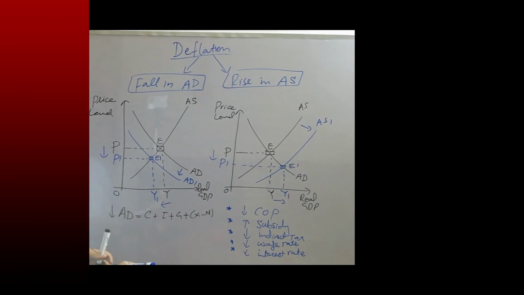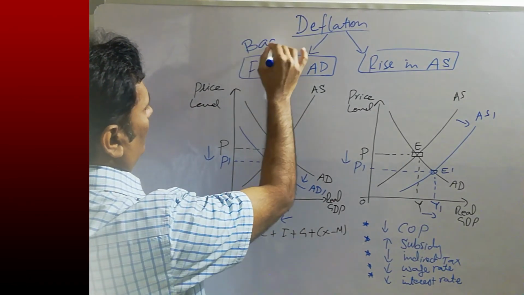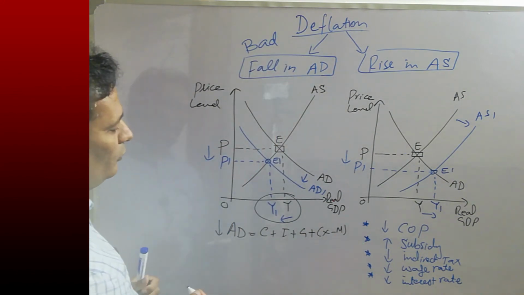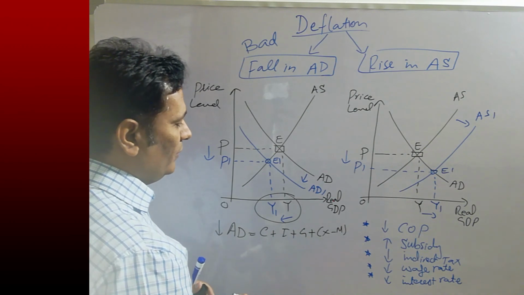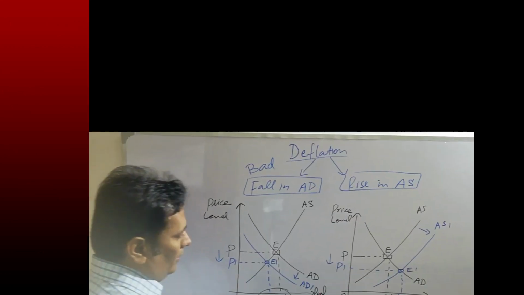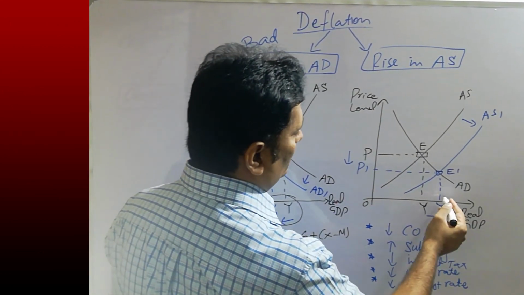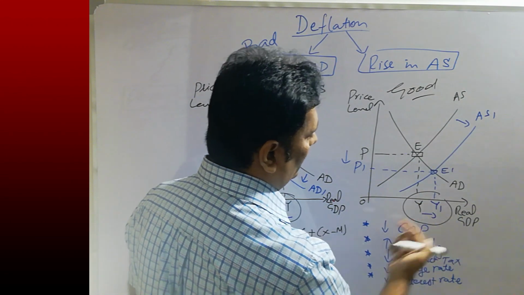Deflation caused by a fall in aggregate demand is known as bad deflation. This is bad deflation causing fall in aggregate demand and level of economic activity in the country, and real GDP is falling. Deflation caused by a rise in aggregate supply, where real GDP is rising, means economic growth will be increasing, and this is known as good deflation. It is good deflation because it is causing economic growth in the economy.